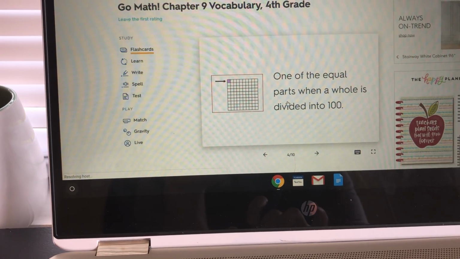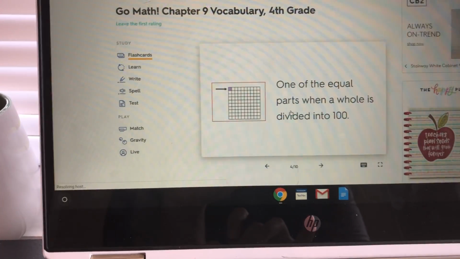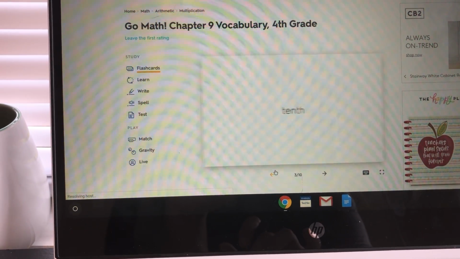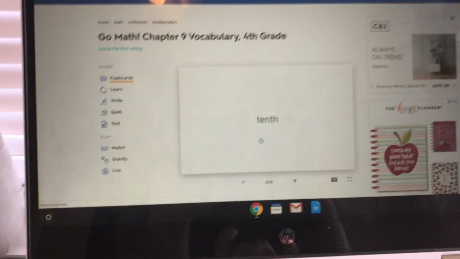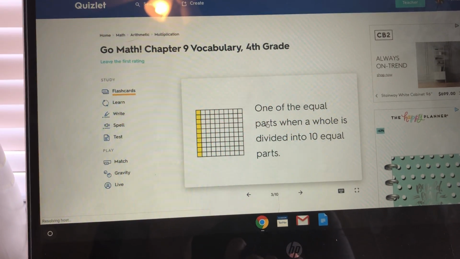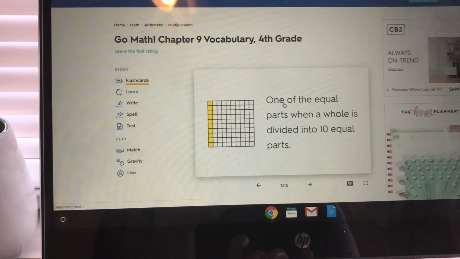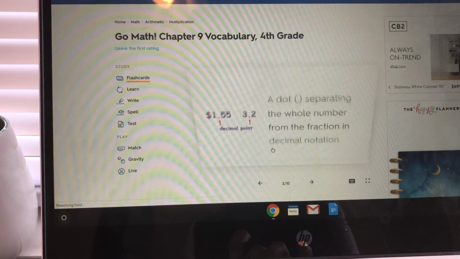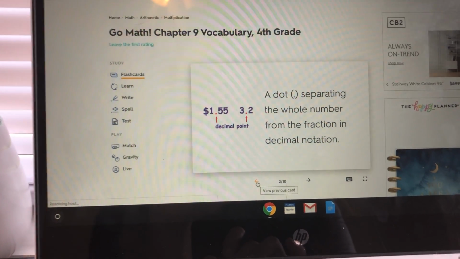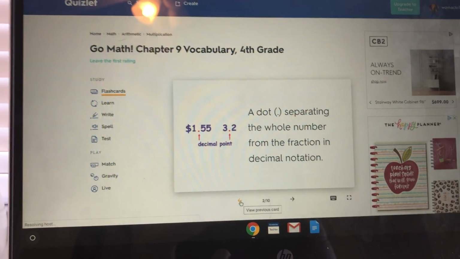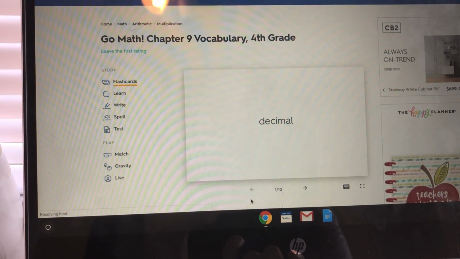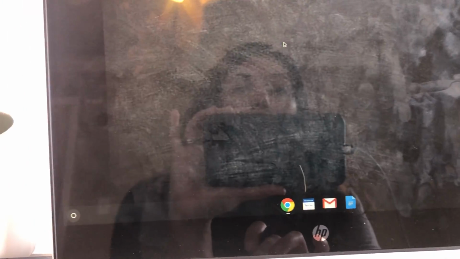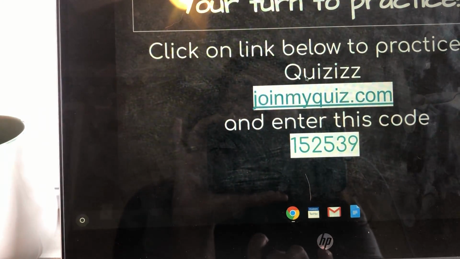100th is the same thing as a fraction 1/100th. One of the equal parts when a whole is divided into 100. A tenth is the same thing as 1/10 as a fraction. It's one of the equal parts when a whole is divided into 10 equal parts. A decimal point is a dot separating the whole numbers from the fraction in a decimal notation. So those are some vocabulary words that you can look at.